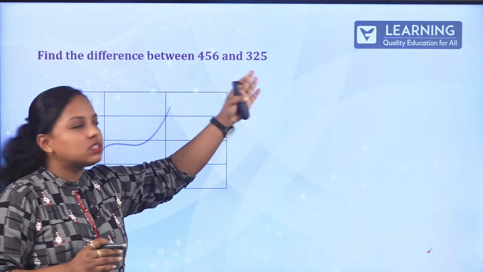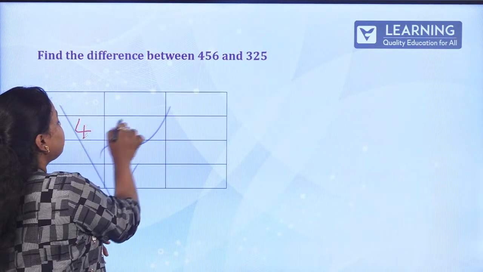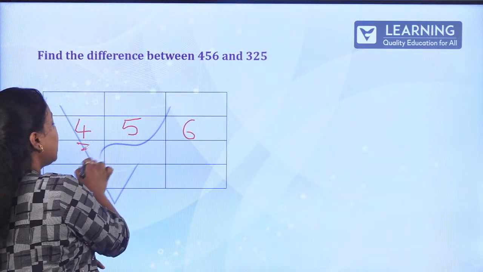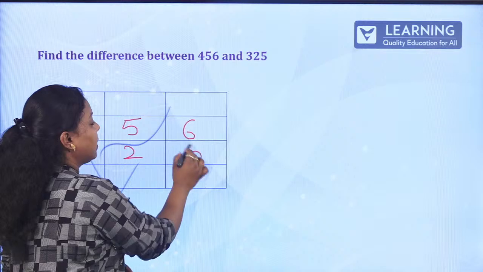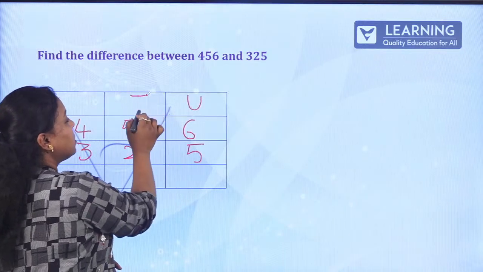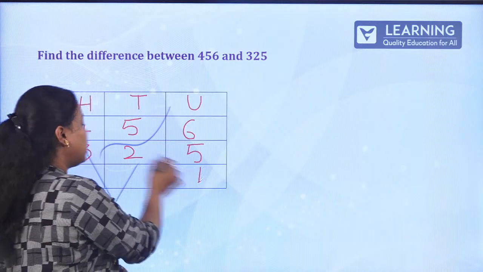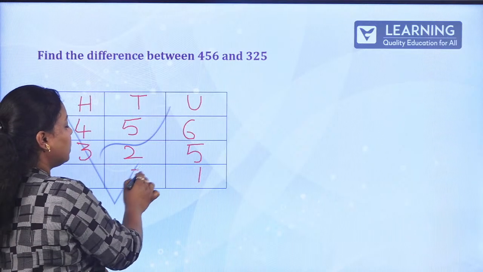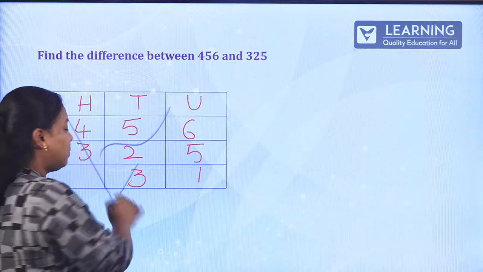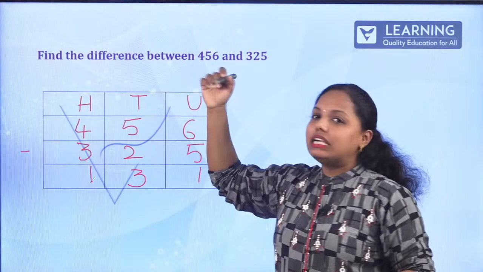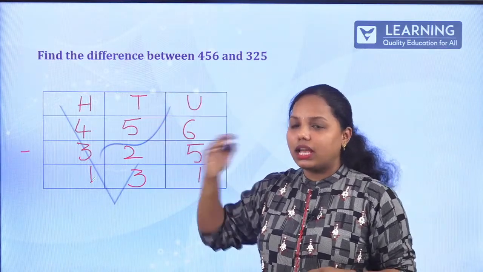So, you have to subtract this one. Which is the highest? That is 456. What is the next one? It is 325. As you know, units, tens and hundreds. So, 6 minus 5 will give me 1 itself. Now, 5 minus 2 will give me 3. 4 minus 3 will give me 1 over there. I hope you are understanding the meaning of the word difference, from, and many more.